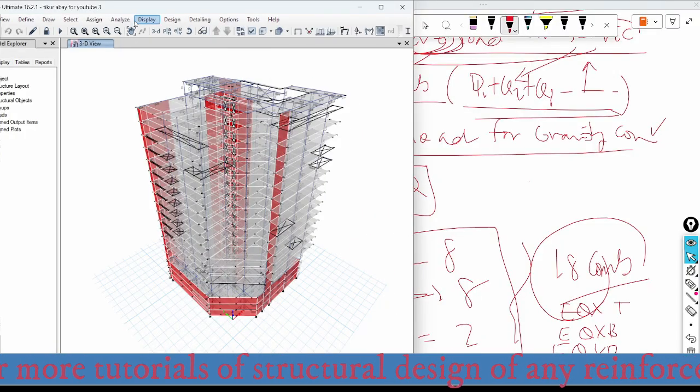Okay, now let me come back to ETABS. Just go to the Define menu.